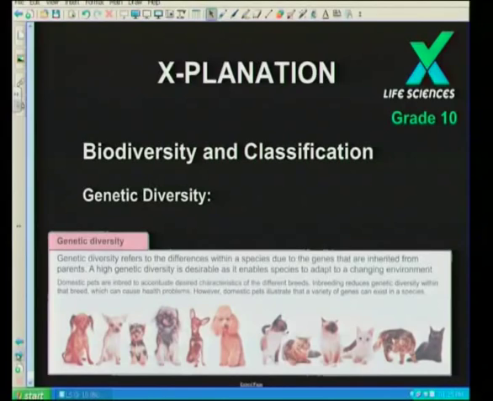Here is an illustration to show you that due to the differences in genes in the dog species, we have a wide variety of dogs, and that is due to the different genes of a population.